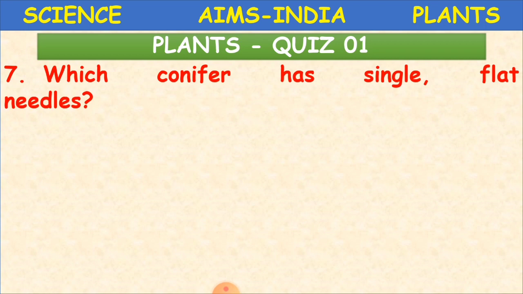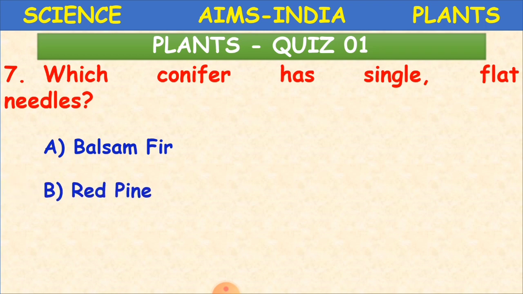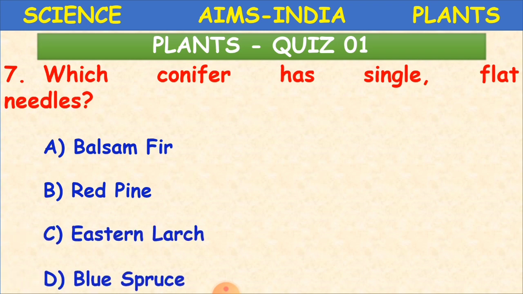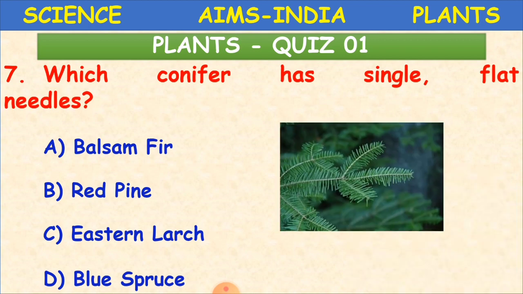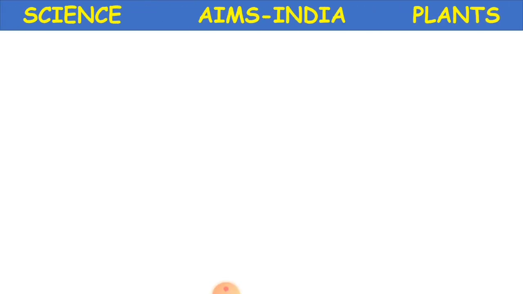The next question is, which conifer has single flat needles? Options are A, balsam fir, red pine, eastern larch and blue spruce. I'll give you the answer here because it is balsam fir. This balsam fir tree looks like this in the picture. This tree has single flat needles. Clear? The next question.